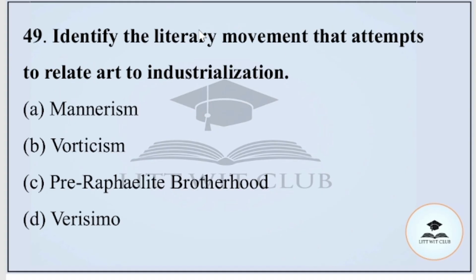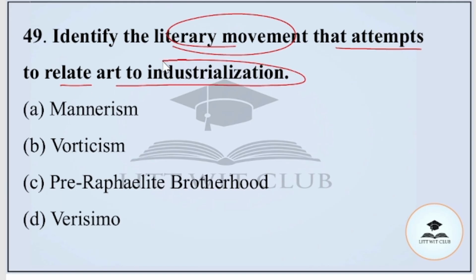Question number 49. Identify the literary movement that attempts to relate art to industrialization. Options are mannerism, vorticism, pre-Raphaelite brotherhood, or verismo. And the correct answer is vorticism.